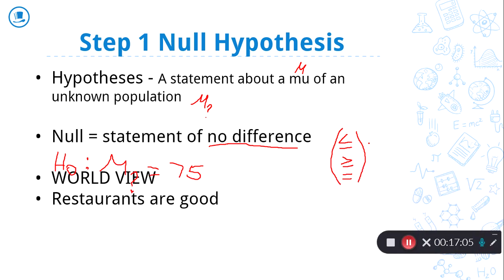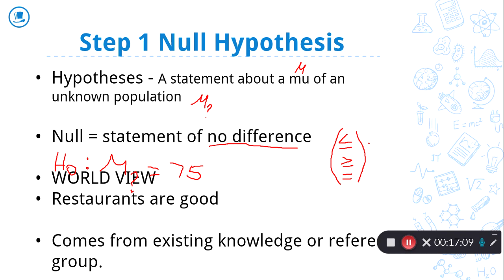Where do these things come from? Where does the null hypothesis come from? Well, as you see from the worldview example, it comes from our existing knowledge or experience, but it can come from a reference group. And in the examples that we're going to talk about, it comes from some reference population, some comparison population.